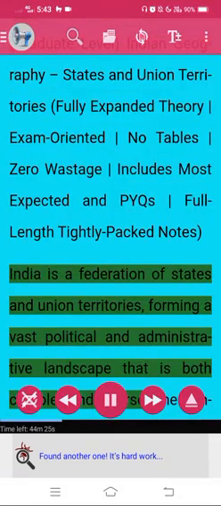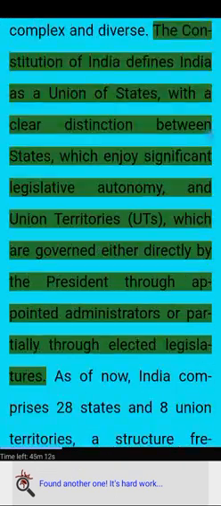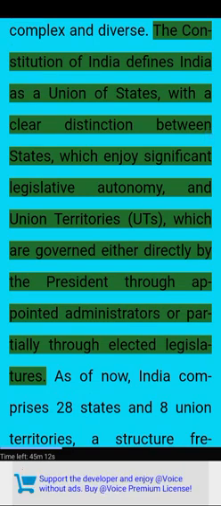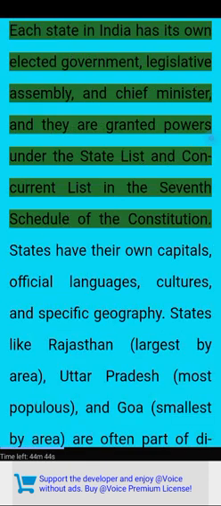SSC CGL plus. India is a federation of states and union territories, forming a vast political and administrative landscape that is both complex and diverse. The Constitution of India defines India as a union of states, with a clear distinction between states, which enjoy significant legislative autonomy, and union territories, UTs, which are governed either directly by the president through appointed administrators or partially through elected legislatures. As of now, India comprises 28 states and 8 union territories, a structure frequently updated, a crucial area for SSC exams, especially with recent changes like the reorganization of Jammu and Kashmir.